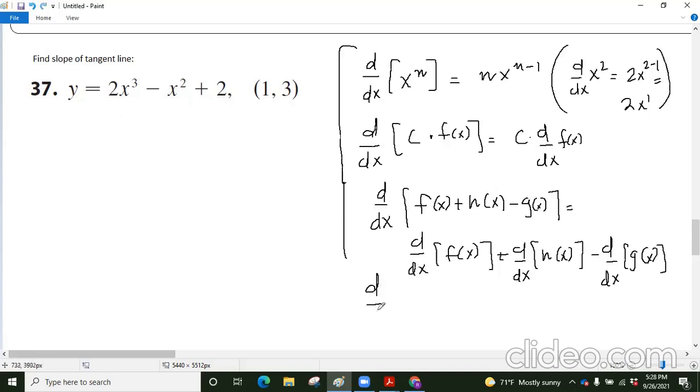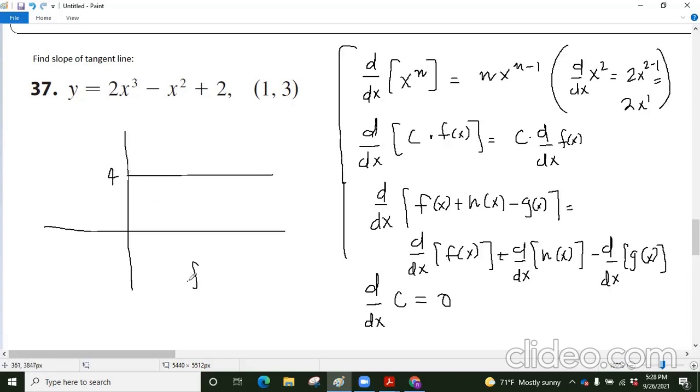But also another thing to remember is that the derivative of a constant is 0. Because if you think about a constant, like let's say 4, if I do f of x equals 4, this is what my graph would look like, and that's constant. And we know that the gradient of a horizontal line would be 0. So the derivative of a constant is 0.